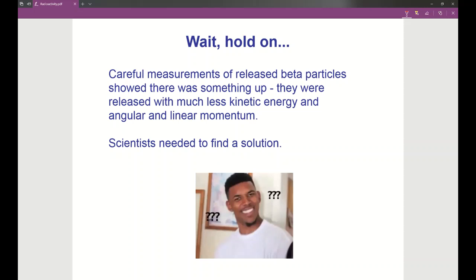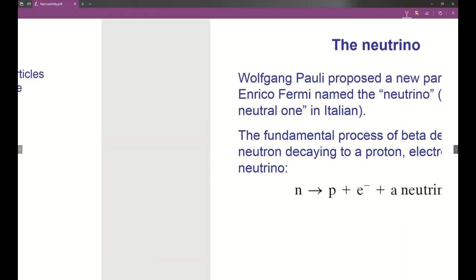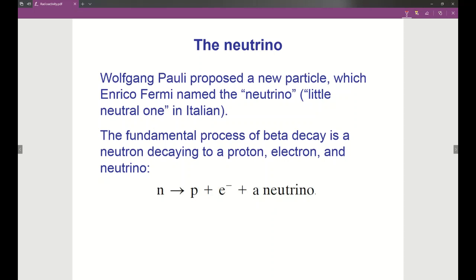Something was happening. So, although some scientists proposed that maybe the laws of conservation of energy or momentum didn't apply in this case, people were kind of reluctant to give that up because, you know, they were really helpful in the past, and it would be a shame if they had to go. Then, one scientist came up with an idea. Wolfgang Pauli proposed that a new particle would form in this reaction, and that Enrico Fermi decided to name the neutrino, which means the little neutral one in Italian. And indeed, this is what's happening.